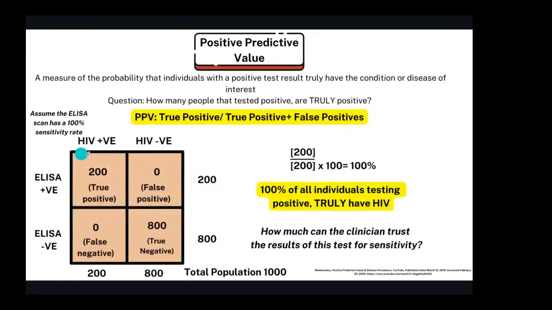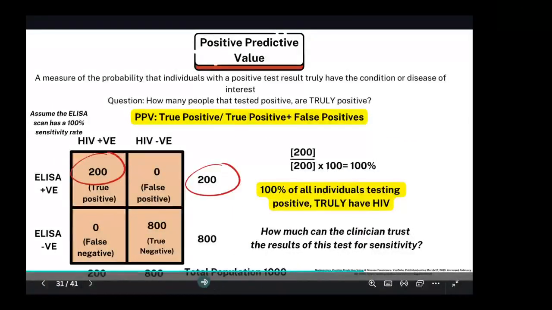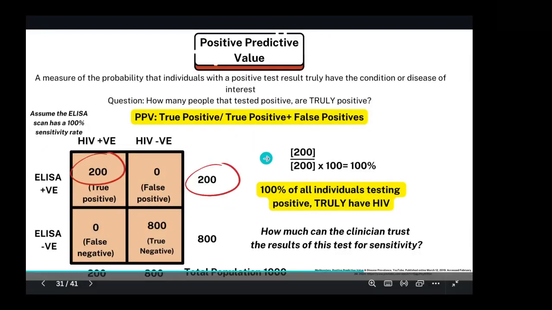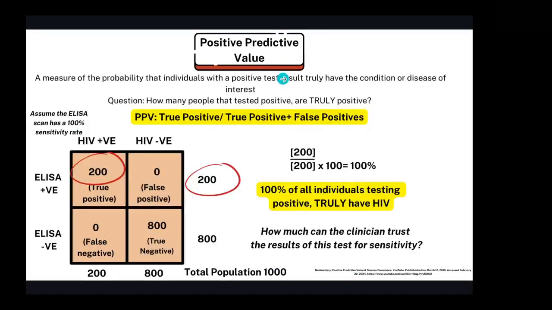Okay, you may have seen this table before. You have your population here of 1,000 people. In this column, 200 out of the 1,000 are HIV positive, and 800 out of the 1,000 are HIV negative. You take everyone and you do an ELISA scan on them. The ELISA scan tells you 200 people are HIV positive. These are the true positives, and there's no false positives. So it's 200 out of 200.